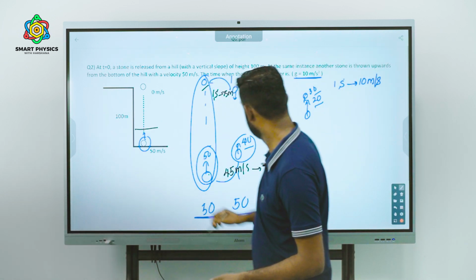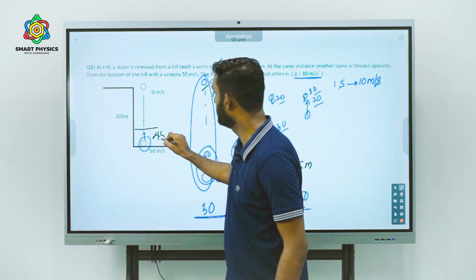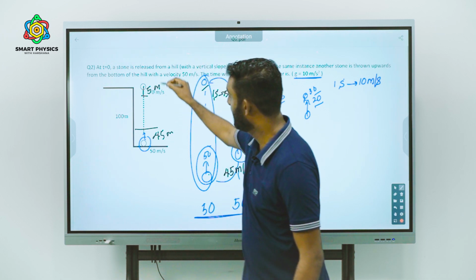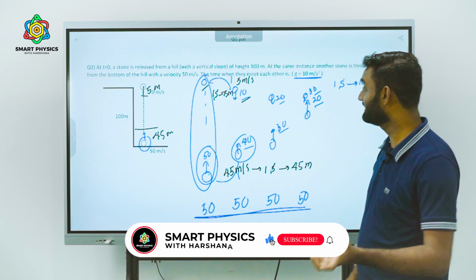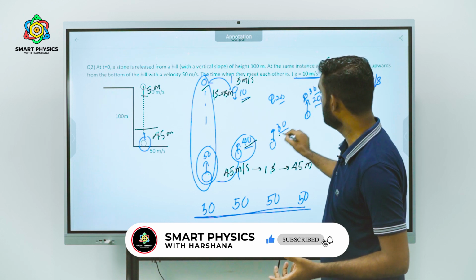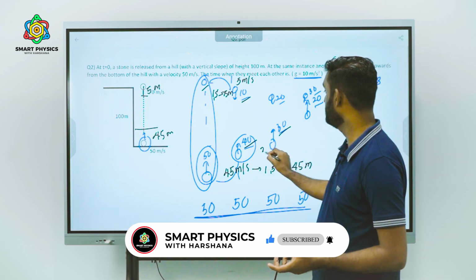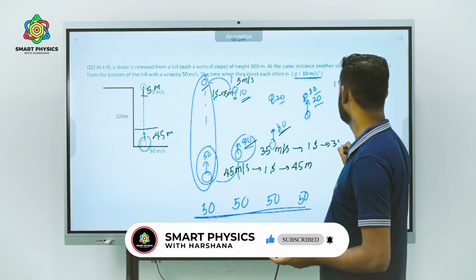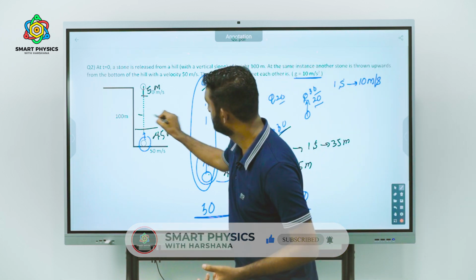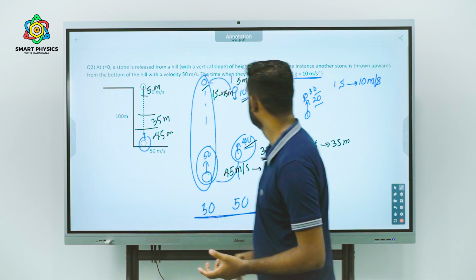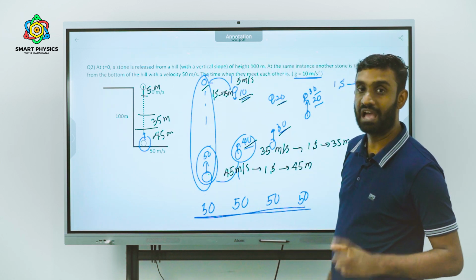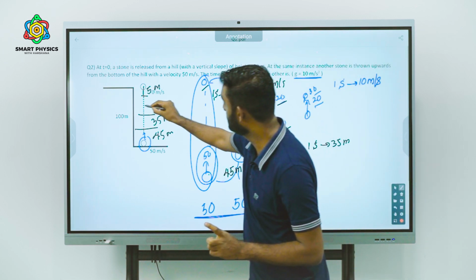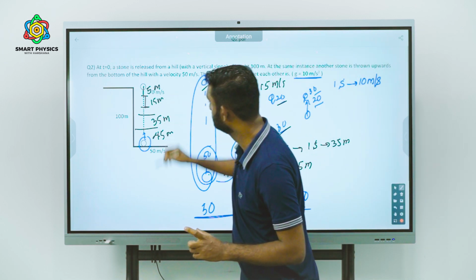Then in the first second, this one traveled 45, this one traveled 5 meters. Next second, 40 and 30, average velocity 35 meters per second. In 1 second, 35 meters. This one, 10 and 20, average velocity 15 meters per second. In 1 second, this one travels 15 meters.